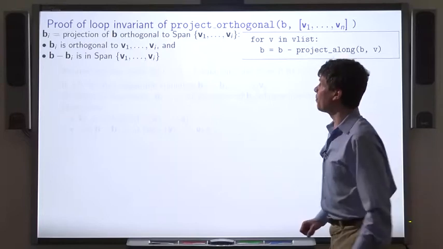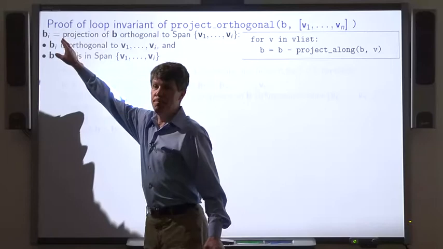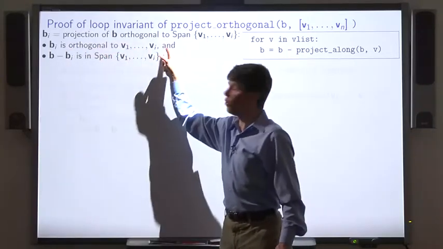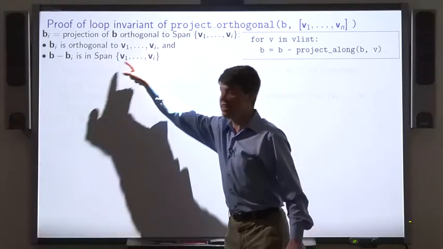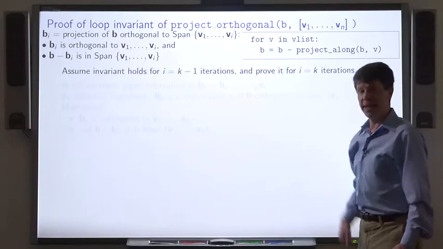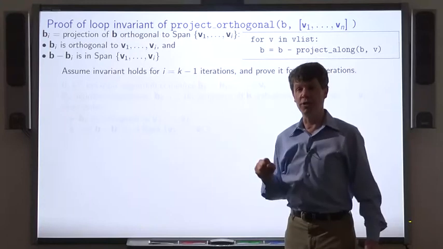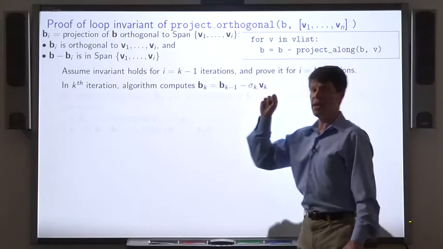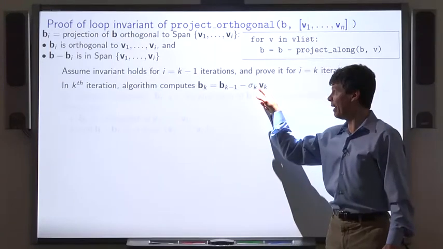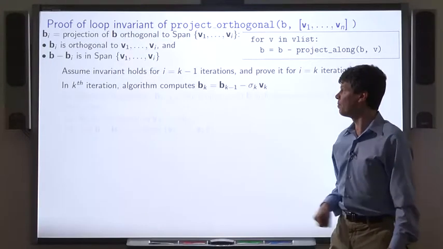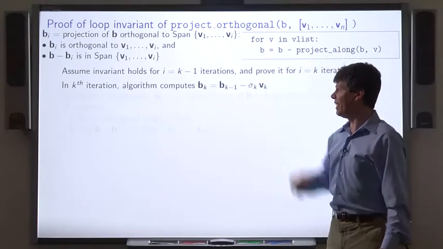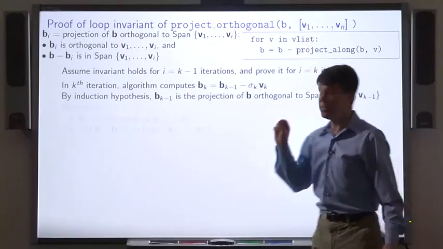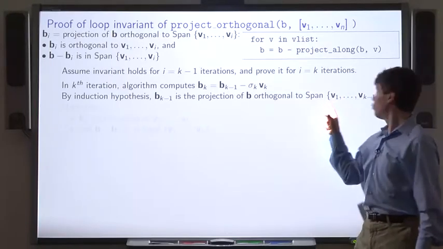So now we want to prove the induction step. So here's the invariant that we're trying to show. That bi is the projection of b orthogonal to the first i vectors in VList. And what that means is that bi is orthogonal to those first i vectors, and b minus bi is in the span of those first i vectors. Here's the procedure. And let's assume that the invariant holds after k minus 1 iterations, and we'll show that it also holds after k iterations. In the kth iteration, the algorithm computes bk, which is bk minus 1 minus the projection of bk minus 1 along the vector vk. So that projection is, of course, a multiple of vk. Now, by the inductive hypothesis, we assumed that bk minus 1 satisfied the invariant. That is, bk minus 1 is the projection of b orthogonal to the first k minus 1 vectors.